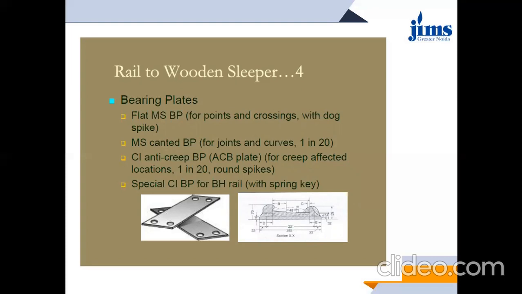Okay. Sometimes there are canted bearing plates as well, at joints and curves, where you use the same thing as we did with adzing of sleepers. Canted bearing plates are provided with a 1 in 20 cant. Okay.